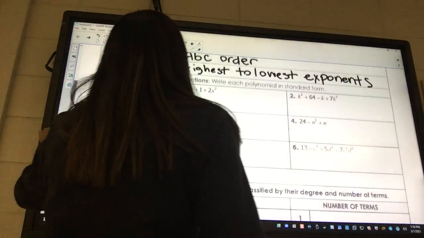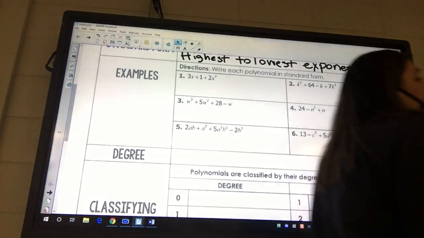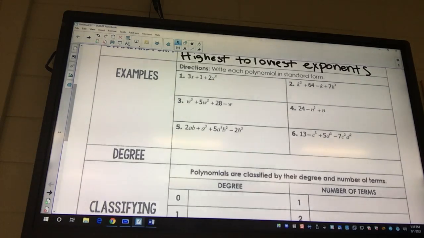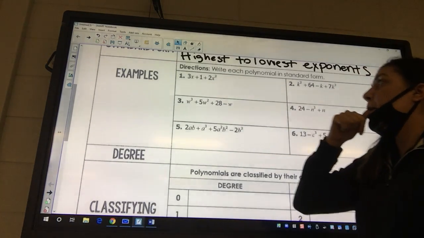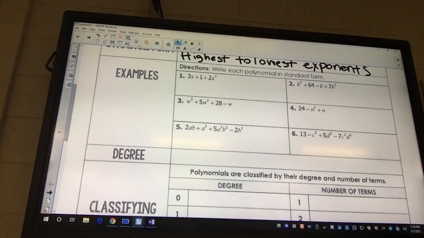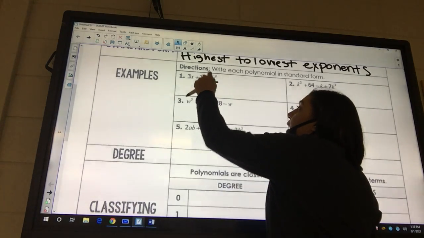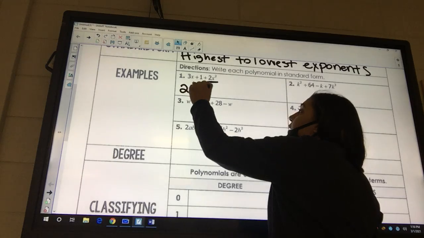All right. So look at this one. The examples. They want you to write each polynomial in standard form. So with our standard form, we got to go in ABC order, highest to lowest. So what is the highest exponent in number 1? 2x to the second power. That means this one I write first, so it's going to be 2x to the second power.